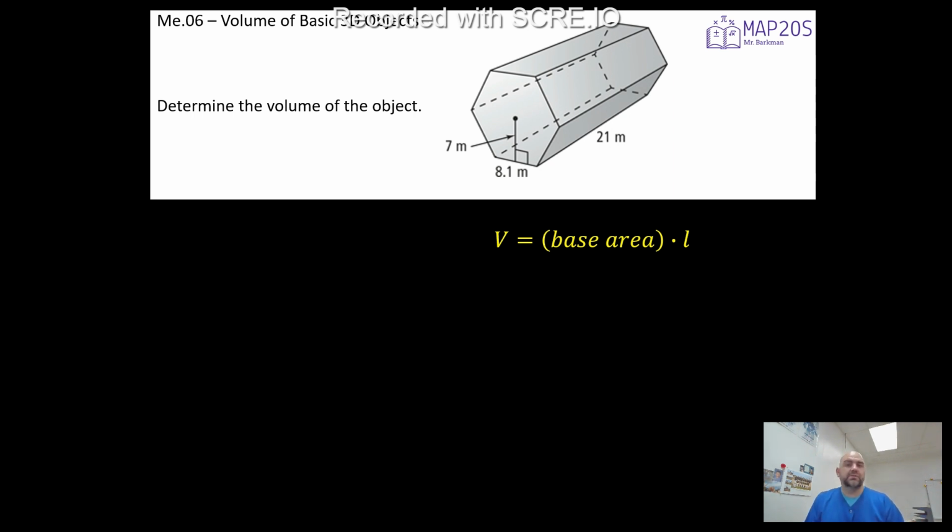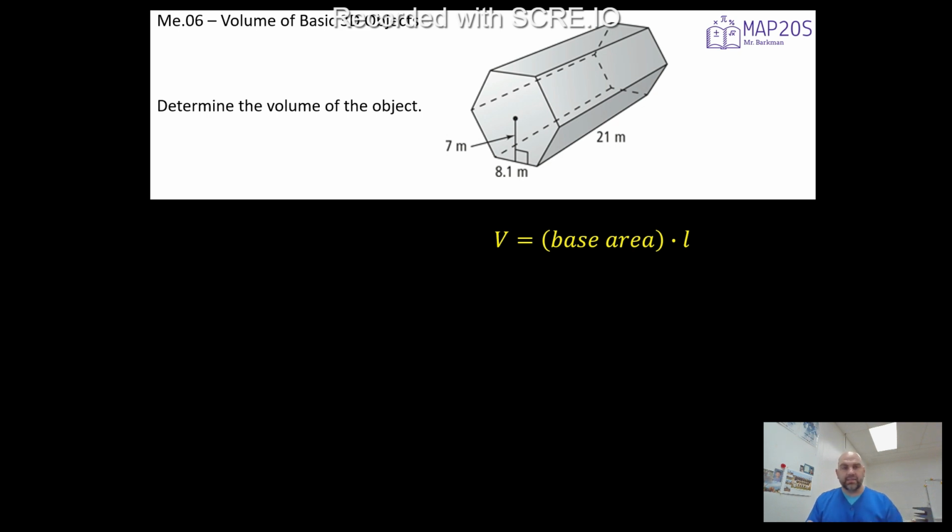Now the length of our prism will depend on how we're orienting our prism. In this case, our prism is on its side, so we think of the length as being from front to back. If our prism is up and down, we think of it as being the height of our prism. The length really is the distance between one base and the second base. In this case, it's the distance between the two hexagons that we have here.